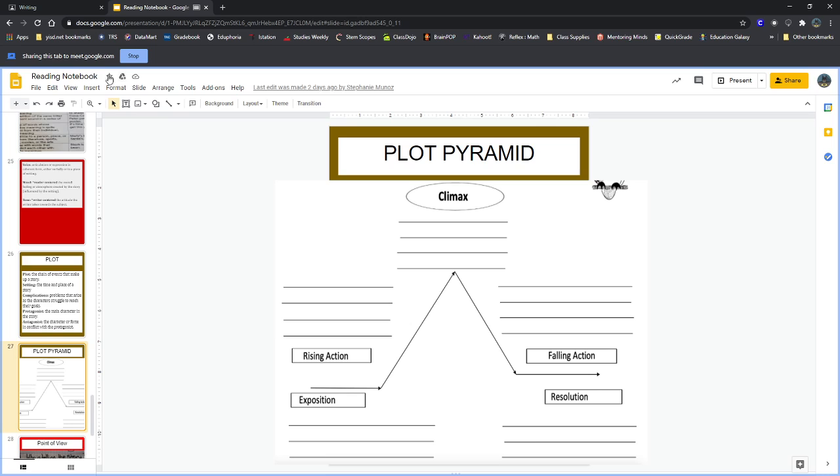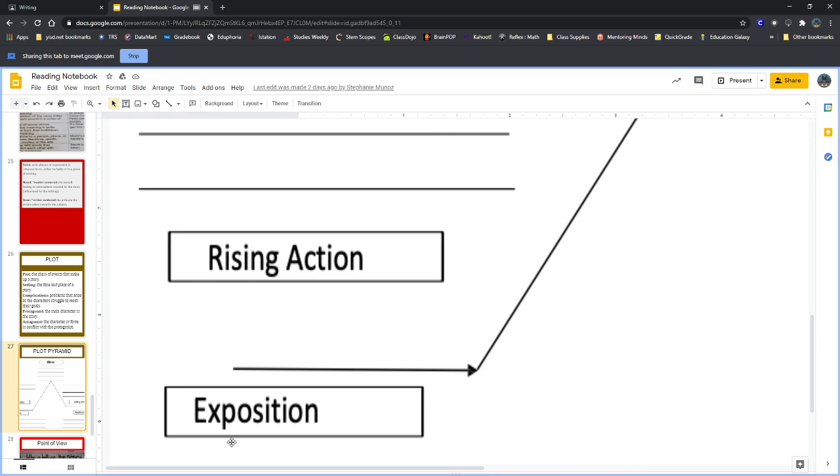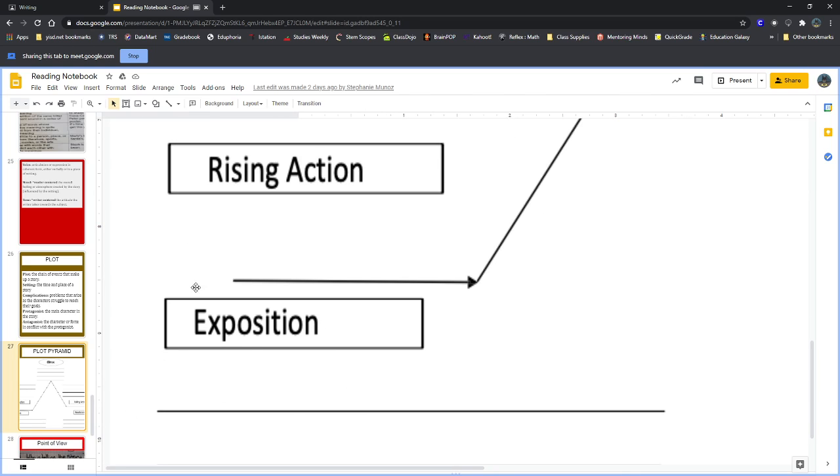I want you to look really closely at these arrows. The arrows kind of show you how the plot works. Here's where you start. This is like the beginning of the story, the beginning of the book. We call that the exposition. Sometimes people will call that the introduction. The exposition is the beginning of your book, the beginning of your story.